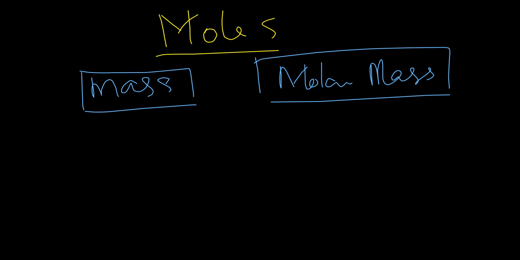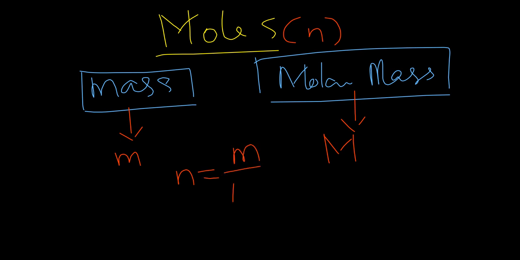Let's remember that the mass is usually represented by the symbol small m. The molar mass is usually represented by the symbol capital M, while the mole is usually represented by the symbol small n. Now, the relationship between these three parameters: the mole is given by the mass divided by the molar mass.